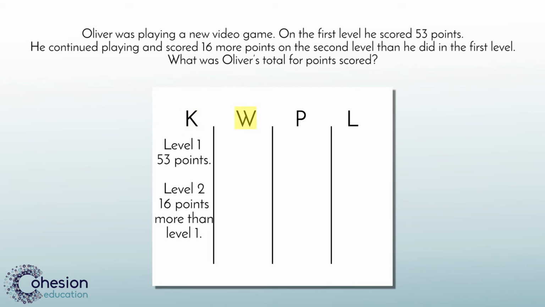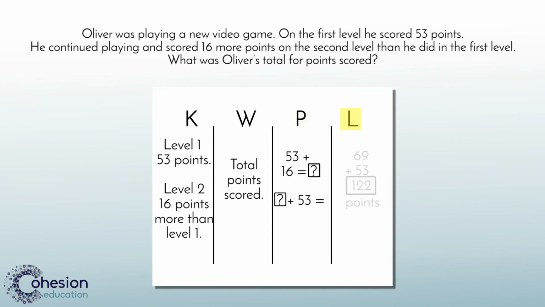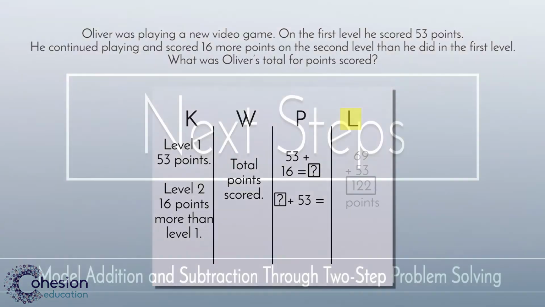The W stands for what they want to know, or the question in the problem. In this case, how many total points were scored? The P stands for the plan for solving the problem. So first you must add together 53 and 16, and then take the answer from that, which is 69, and add it with the amount of points scored on level 1, which is 53, in order to get the total number of points scored. And finally, L, which represents what we learned, or the answer. In this case, 122 points were scored.